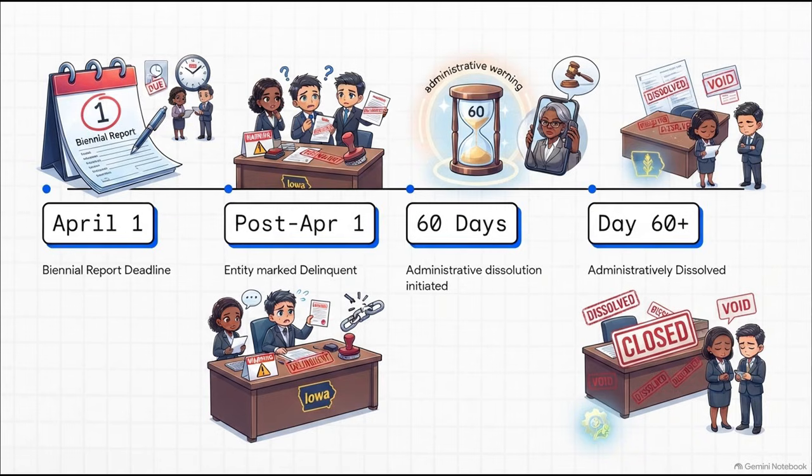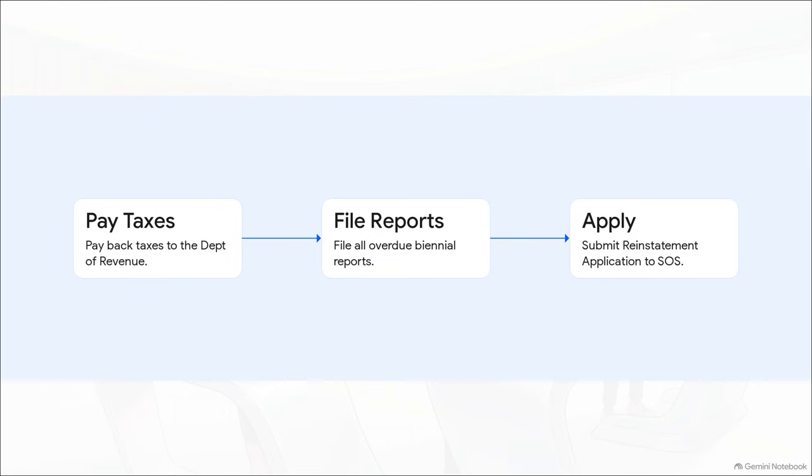On April 1st, your biennial report is due. Post-April 1st, if you haven't filed, your entity automatically gets marked delinquent. At this stage, the Secretary of State initiates a 60-day administrative warning. Now, if you reach day 60 and still haven't fixed the issue, the state will administratively dissolve your business. But listen, even if you do hit day 60, there is a clear path back.